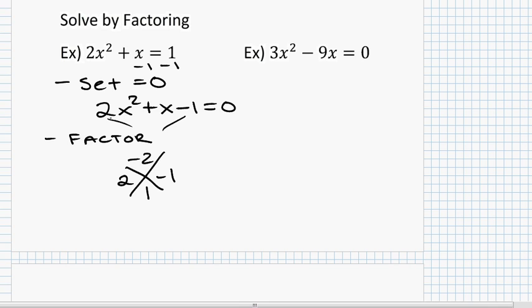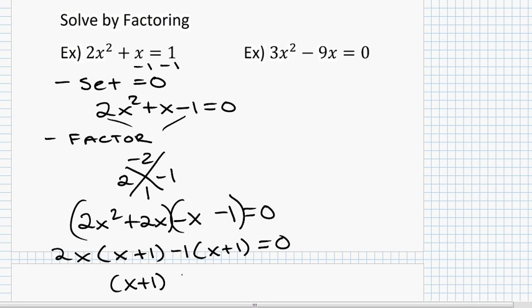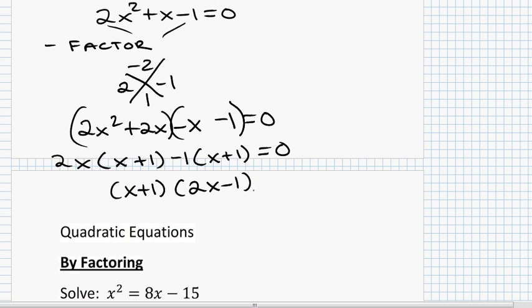Remember, when it's 2 in front, you got to factor by grouping. So you rewrite the middle term. Then you group. So 2x, so that's x plus 1. Here they have a negative 1 in common. And then, so it's x plus 1 and 2x minus 1. Then remember, you set each factor equal to 0.